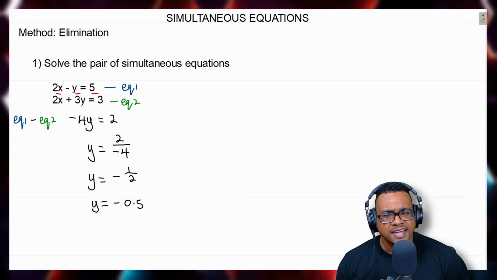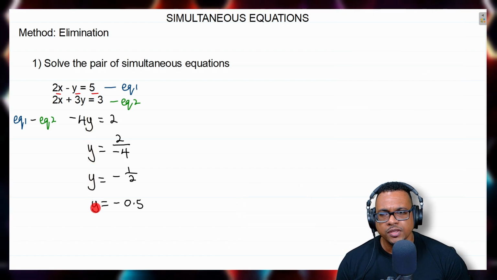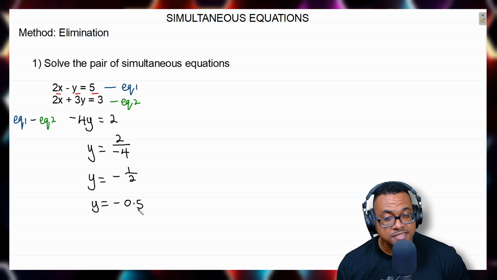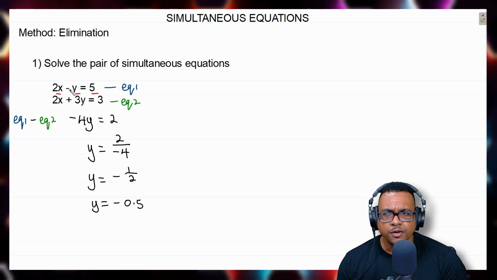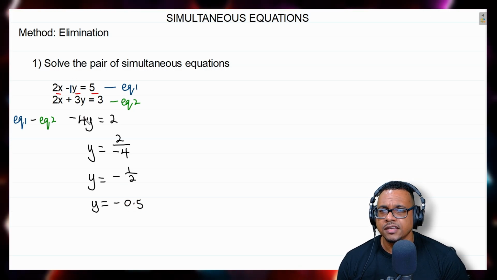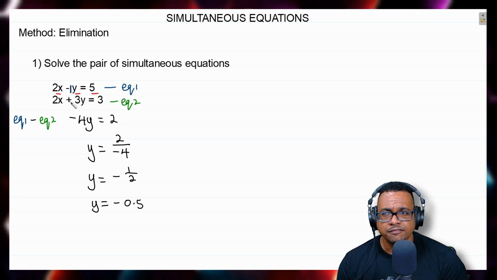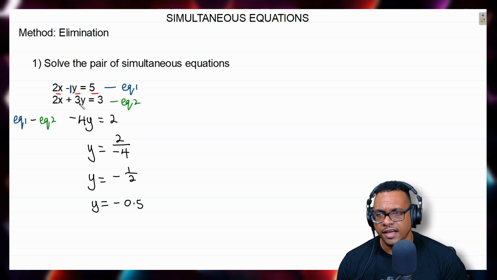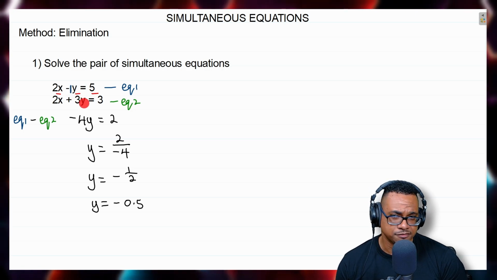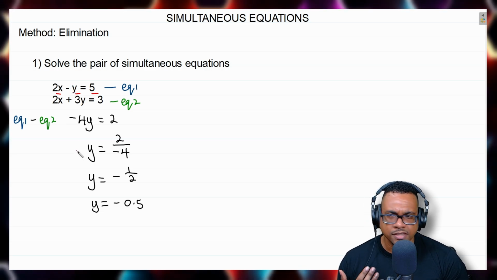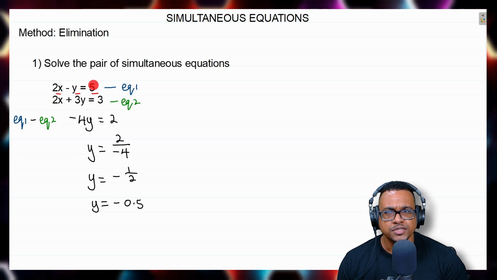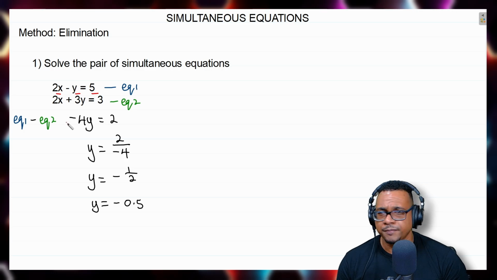So now that we know what the answer for y is equal to, we can substitute this answer into any of the two equations. Because we know here we have negative 1 multiplied by y, and we know y is negative 0.5. Or we can use this here where we have positive 3 multiplied by y, and this is 3 multiplied by negative 0.5. So either one would work. Now the easiest thing to do here is simply use equation 1 where we have negative y.